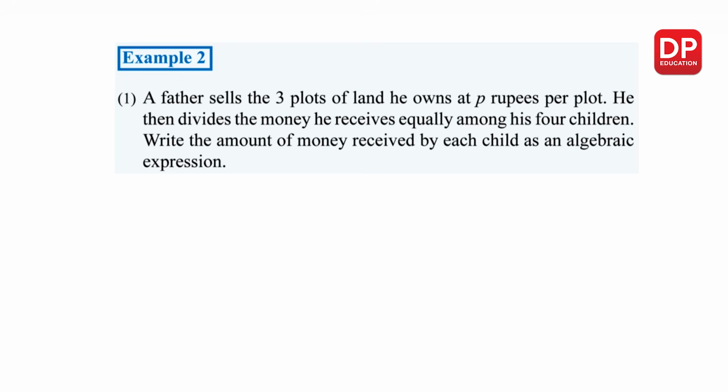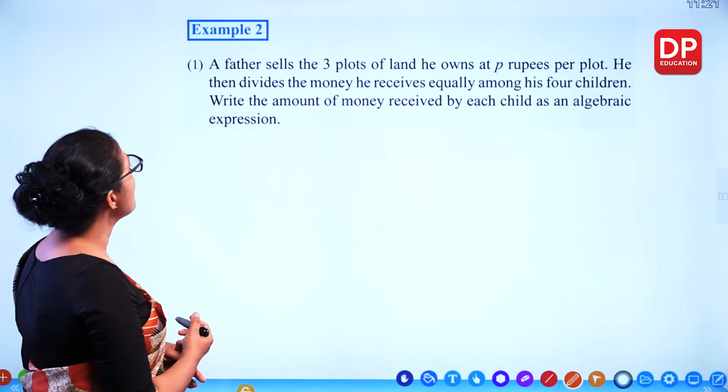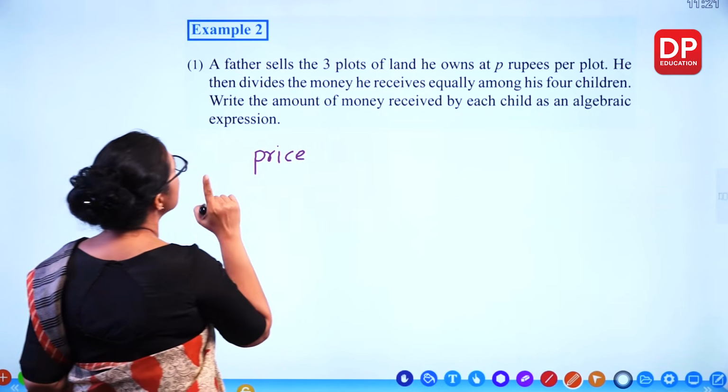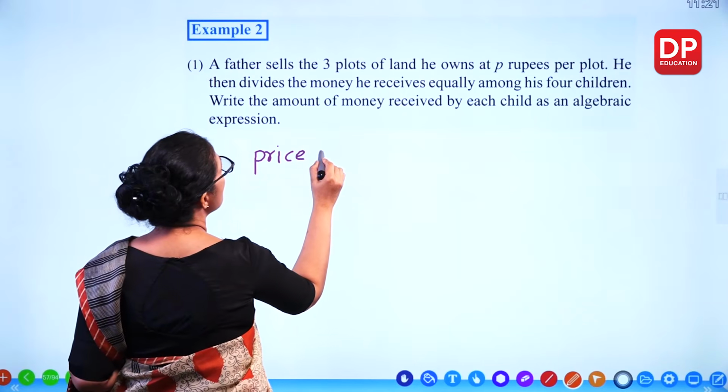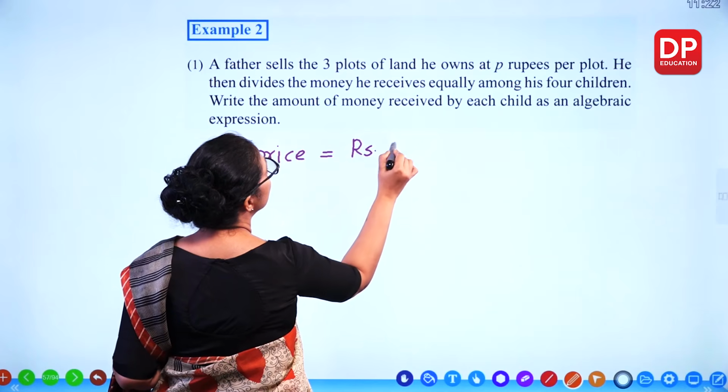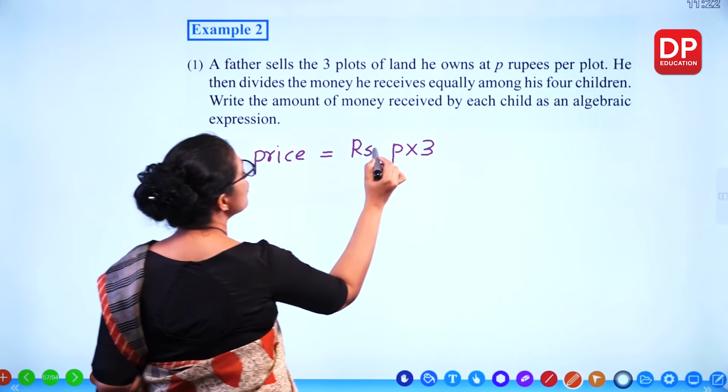Example number 2. A father sells the 3 plots of land he owns at p rupees per plot. He then divides the money he receives equally among his 4 children. Write the amount of money received by each child as an algebraic expression. So he got it by selling 3 plots. 1 plot is p, and 3 plots, so 3p.